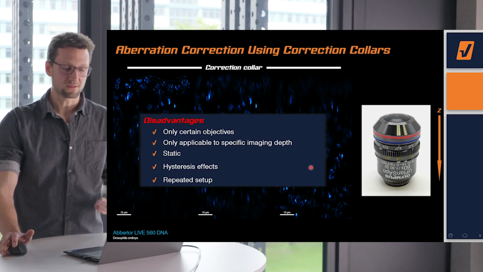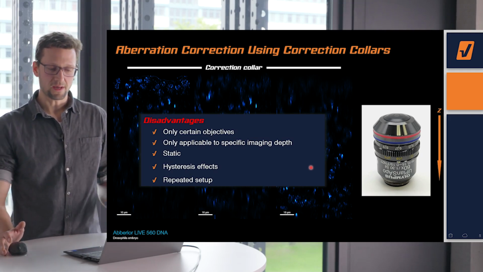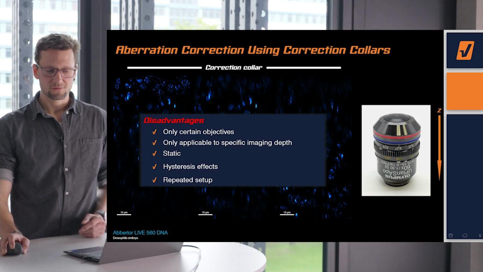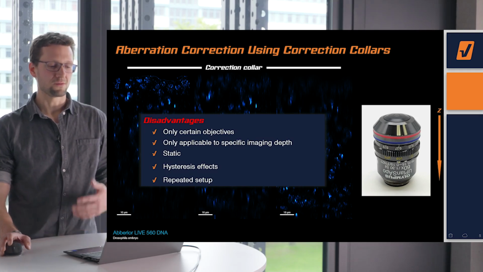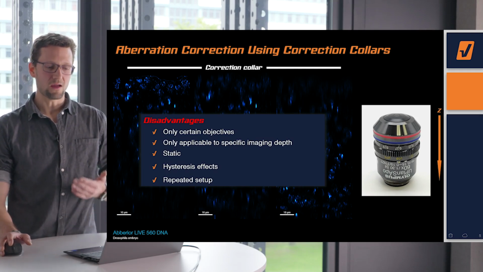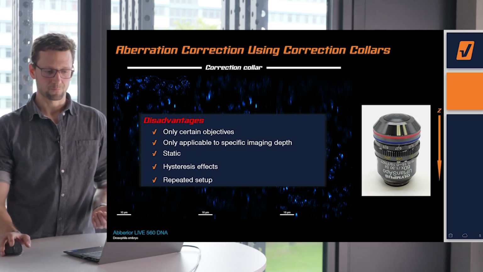It's furthermore a static correction, meaning that you can't make any changes during a running measurement due to focal shifts you would see. You furthermore have hysteresis effects, and you have to optimize the settings basically on every single Z position in your sample. However, there is also a better and cleverer way to correct for spherical aberrations in your sample, where you don't have all those disadvantages.